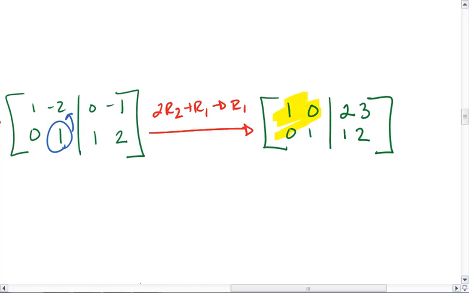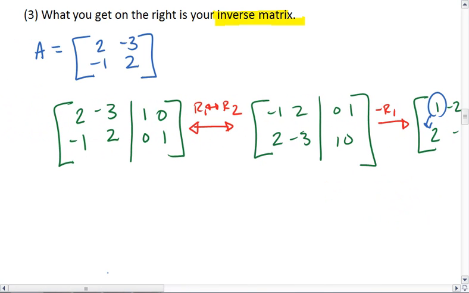Look at that, we have an identity matrix on the left, which means our matrix on the right is the inverse of A. So going all the way back, A inverse is 2, 3, 1, 2.